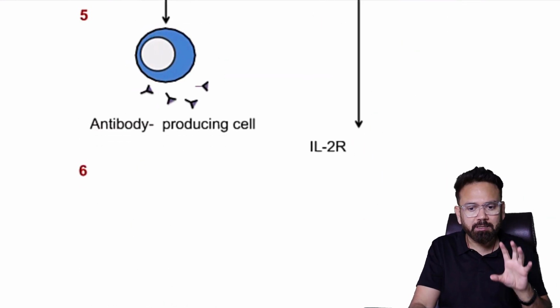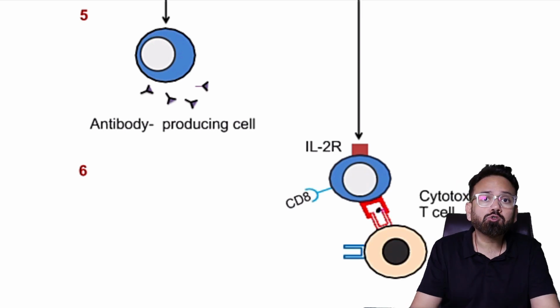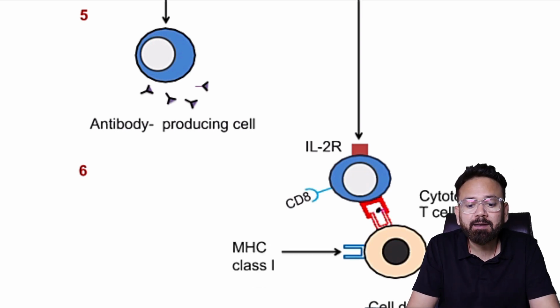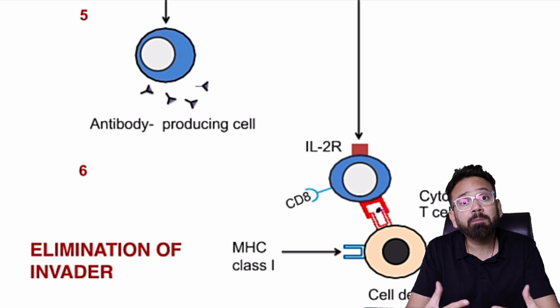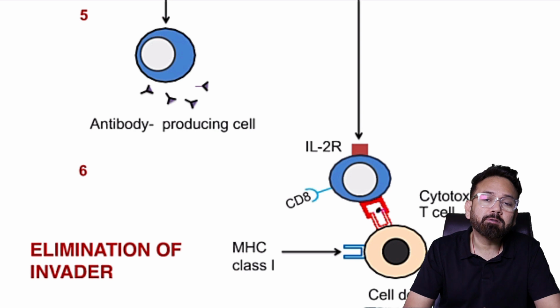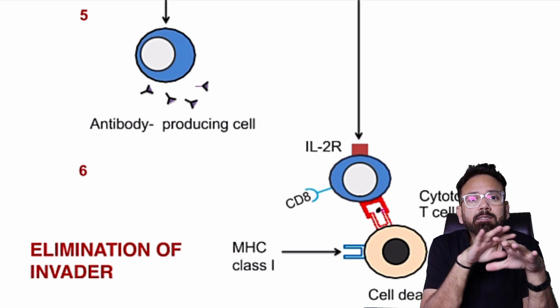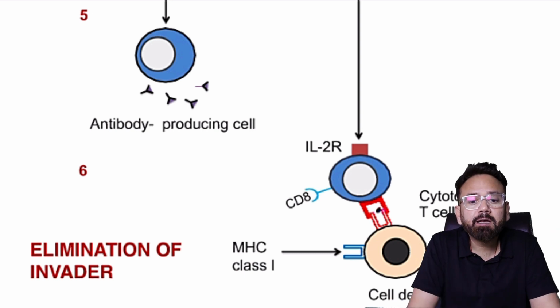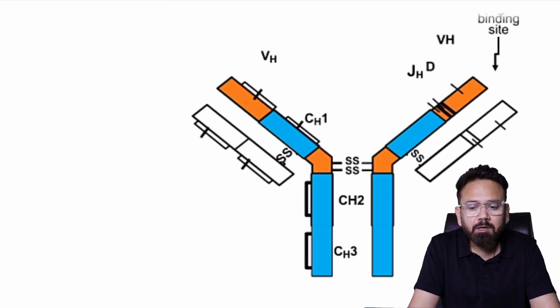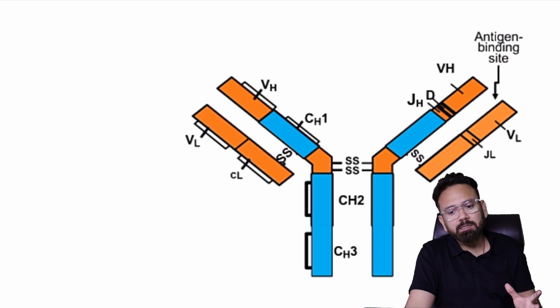And also, not only this, interleukin 2 is also going to form cytotoxic T lymphocyte. And now they bind with MHC class 1 to cause cell death. This is cellular immunity. So that was humoral immunity, and this is cellular immunity. And this is called elimination of the invader. Invader is annihilated. Now, after that, antibodies are formed.